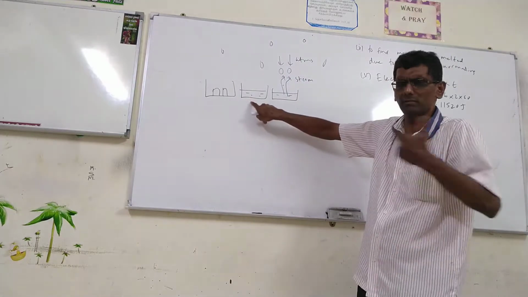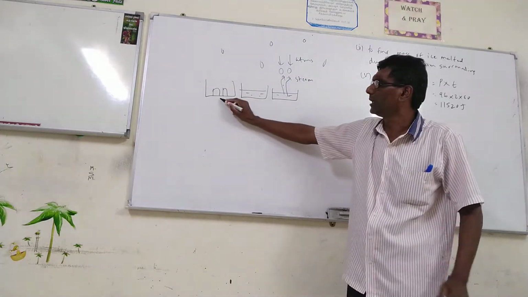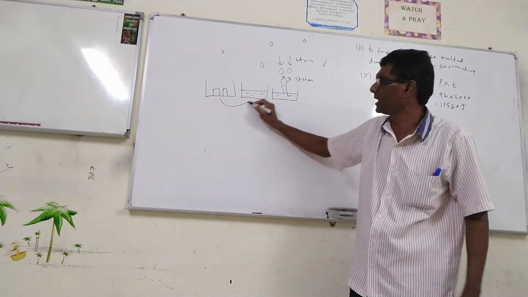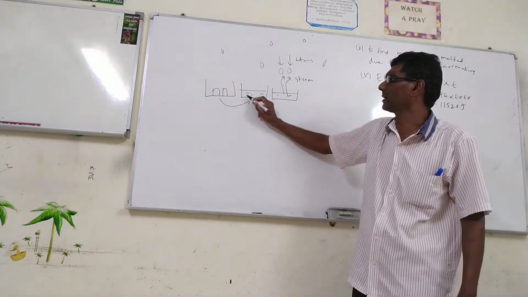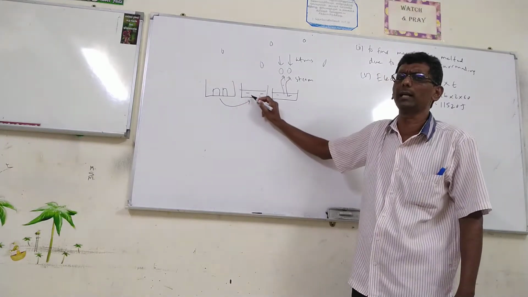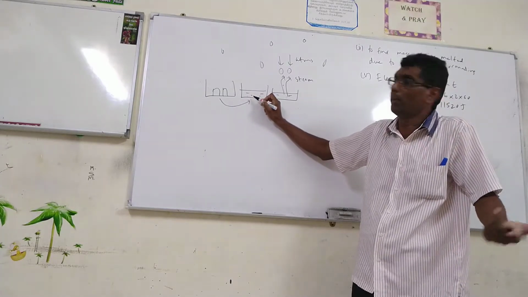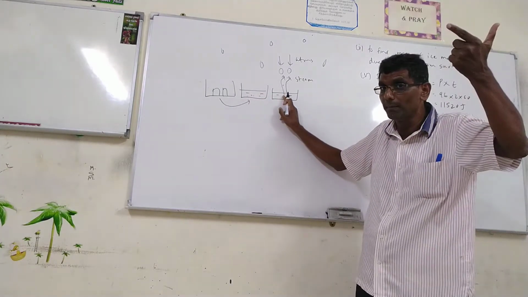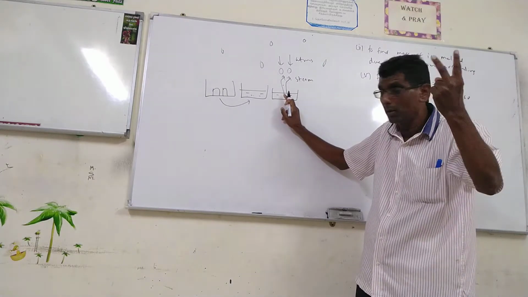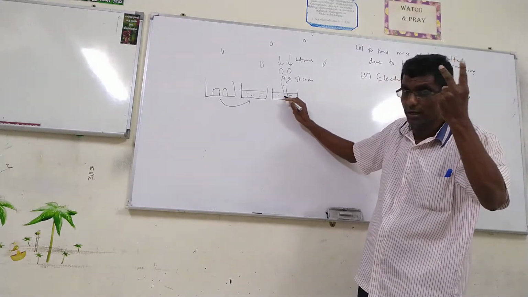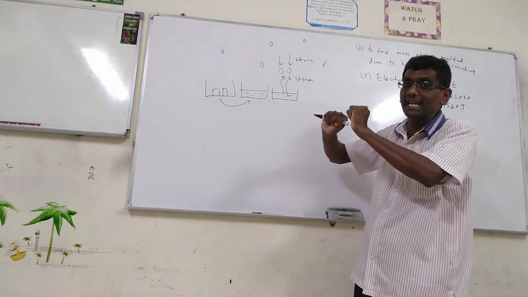But fusion does not need much energy, because the ice becoming water only takes the shape of the container. The water will take the shape of the container only. But this water becomes steam. So with steam there are two problems. One, in order to escape, the molecules must push against atmospheric pressure.